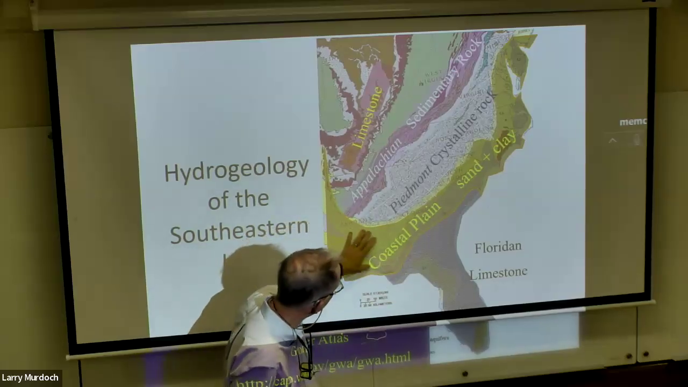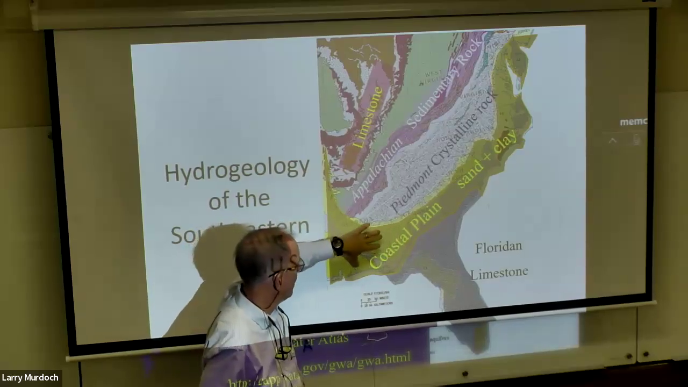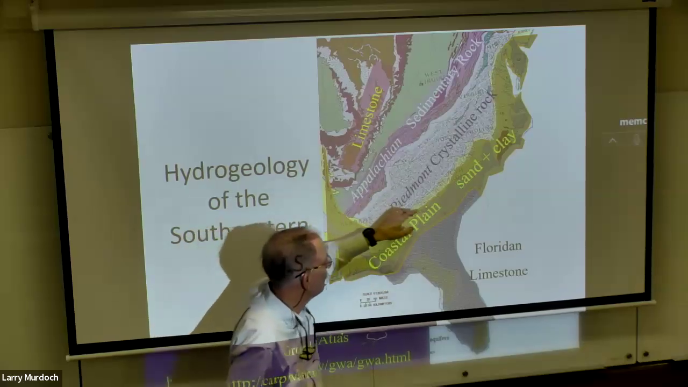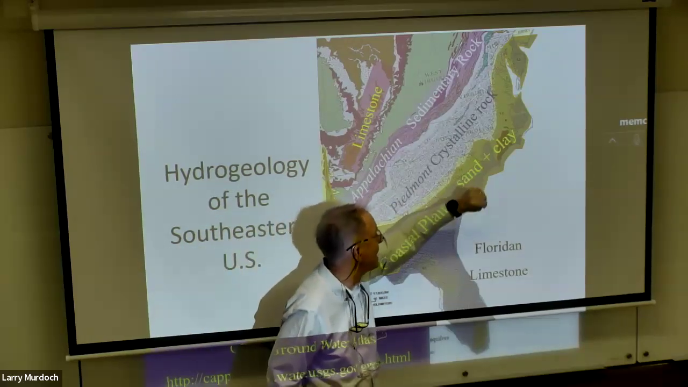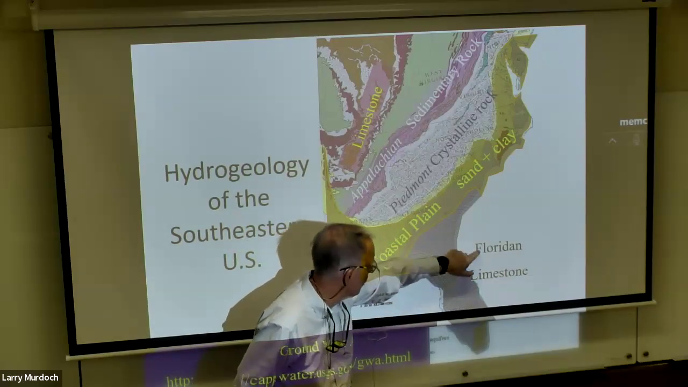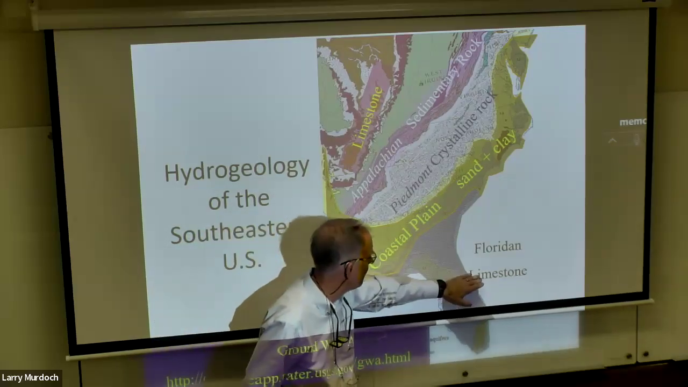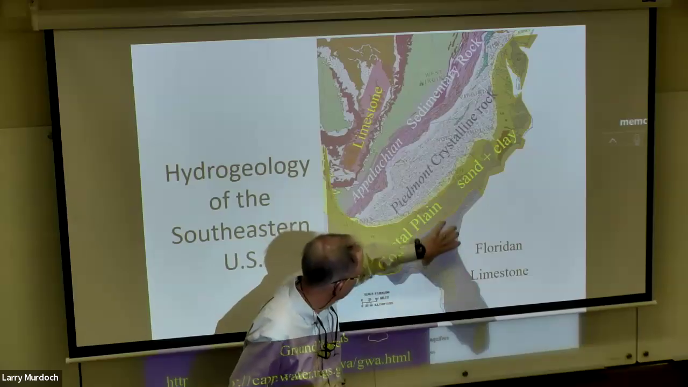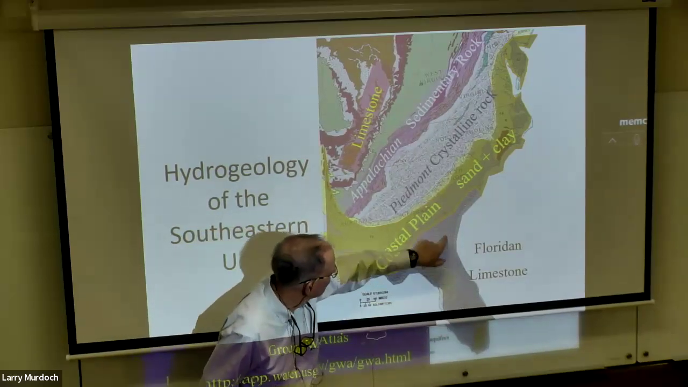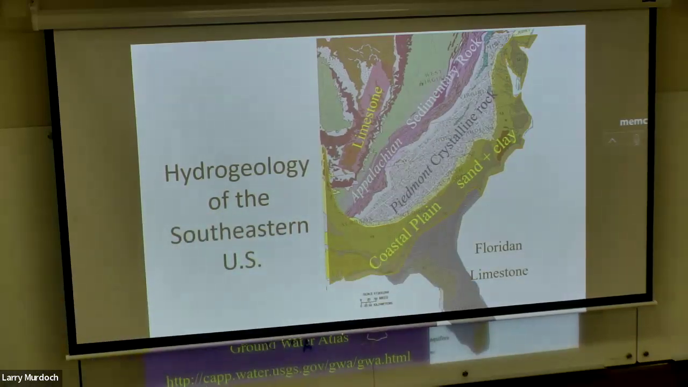And this band right here is created with what's called clastic sediments, so sediments that are formed from sand, silt, and clays. And then here, this is the Floridan limestone, so this is carbonate. It forms a big aquifer in Florida, but also coming up here a little bit into South Carolina.